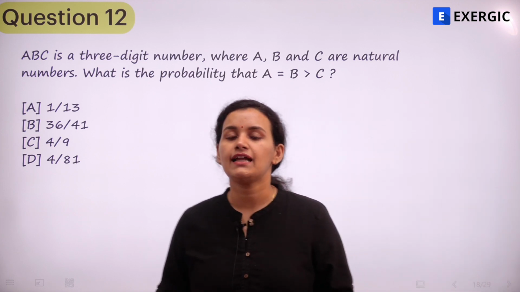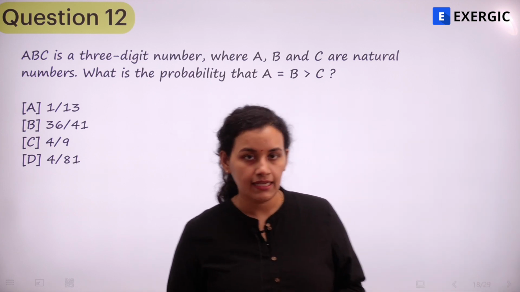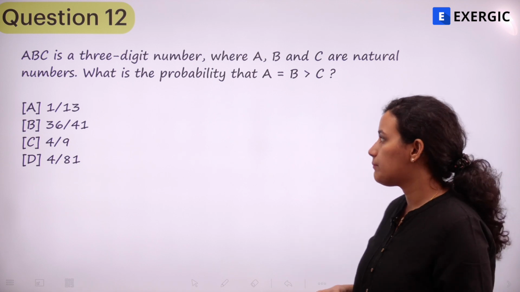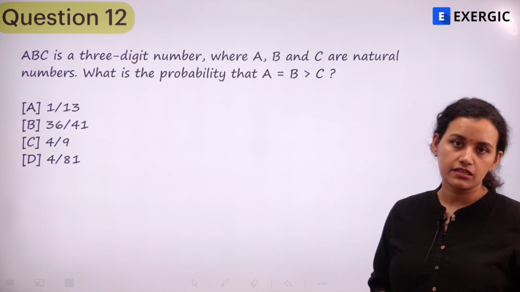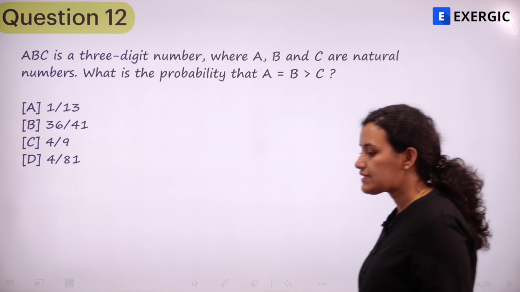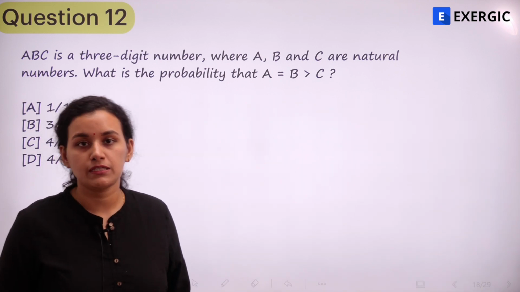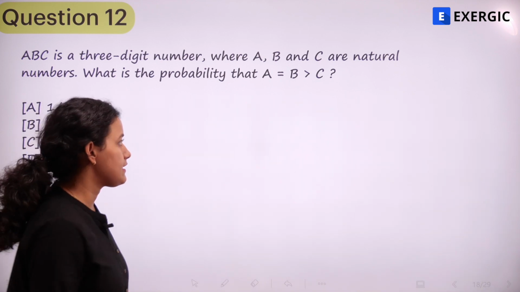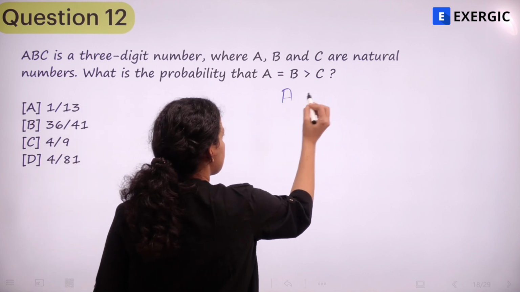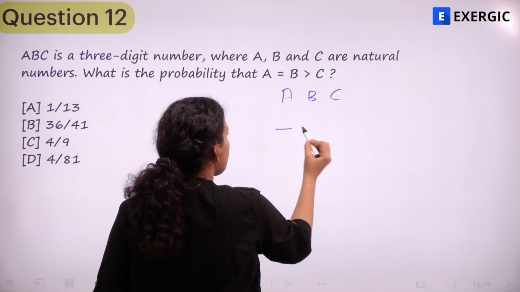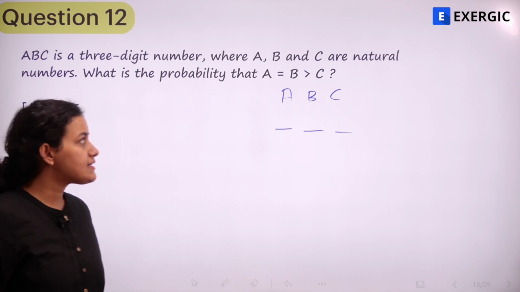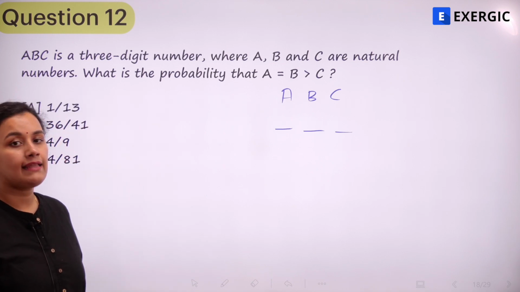What is the probability that A is equal to B is greater than C? ABC is a 3-digit number where A, B and C are all natural numbers. Fairly easy. So you need to look at all the possibilities of A, B and C. Suppose ABC is this 3-digit number. They are saying that A should be equal to B and that should be greater than C.